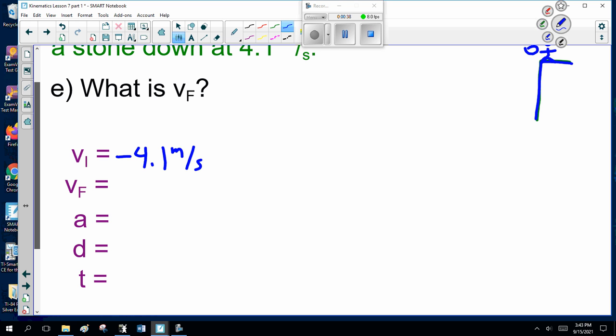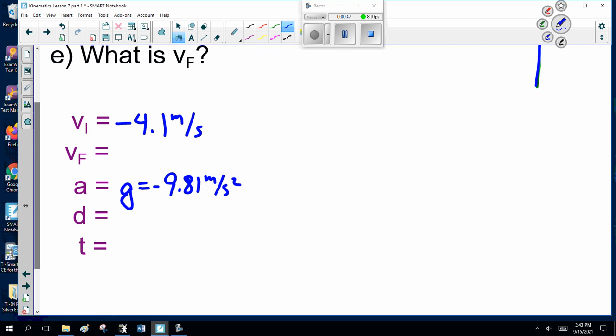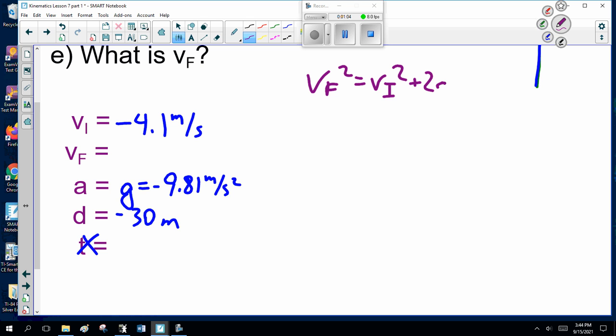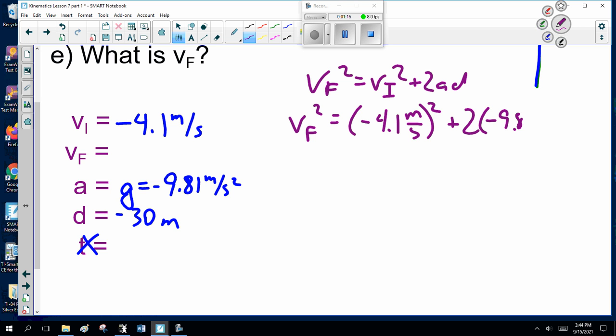Now, we don't know V final. We know acceleration is g, which is minus 9.81 meters per second squared. The distance is you're 30 meters up, so you're throwing it down 30 meters. And you don't have the time. So, no time. V final squared equals velocity initial squared plus 2AD, I think. Minus 9.81 meters per second squared times minus 30 meters.